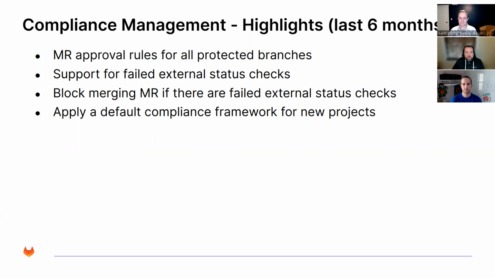In the last 6 months, we've added a few things, adding MR approval rules for all protected branches, supporting failed external status checks. Before we were only supporting it when it came back as successful. Now you can see the failed status check on the MR. We have released blocking merge MR if there are failed external status checks. So this allows you to check an external system, make sure that all the components are in place for an MR to be merged. And if they aren't, then you can block that in.